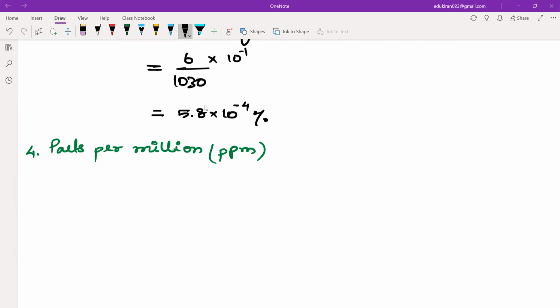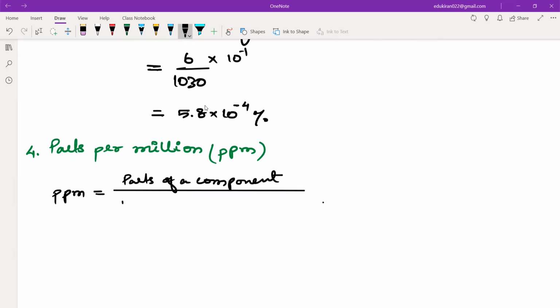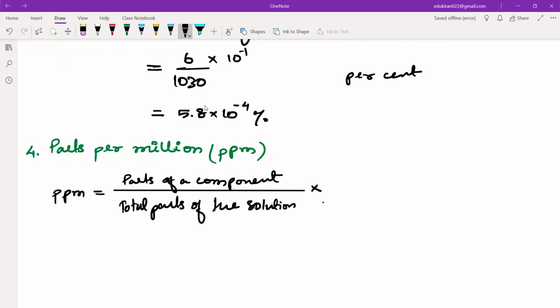So what is ppm? ppm will be equal to parts of a component divided by total parts of the solution, into, now when we had percent, we multiplied by 100, right? Now we have per million, so we'll multiply by million, that is equal to 10 to the power 6.